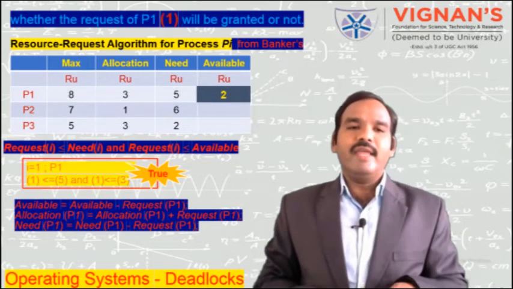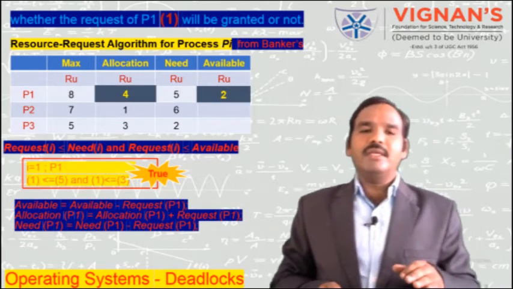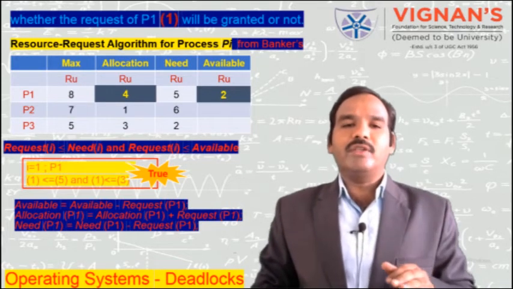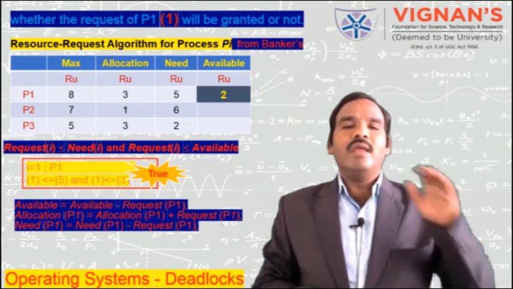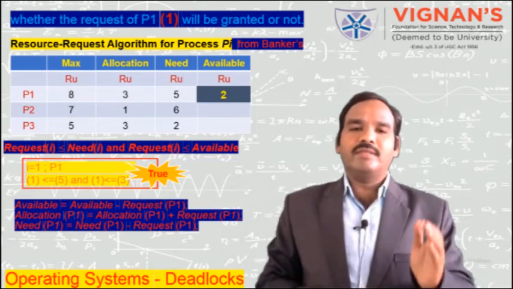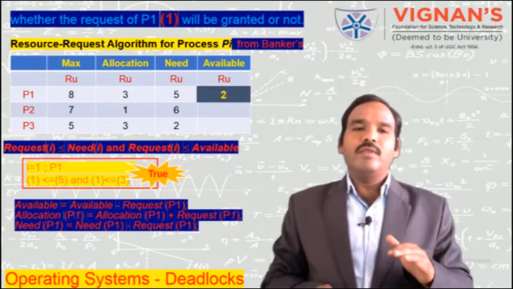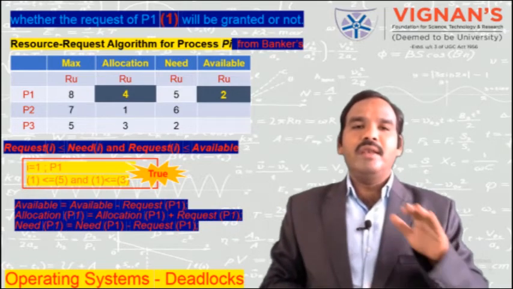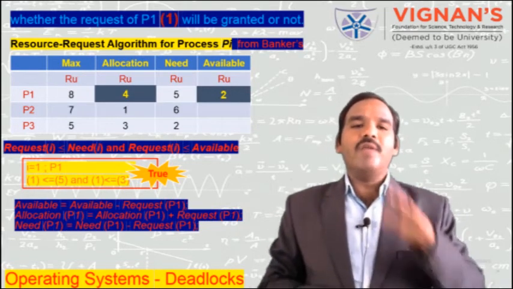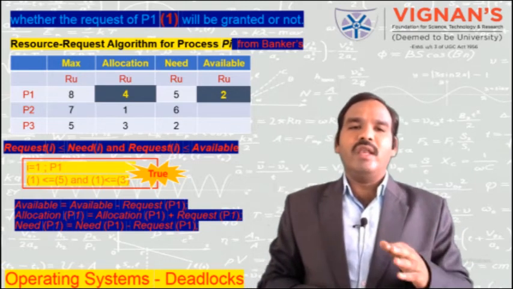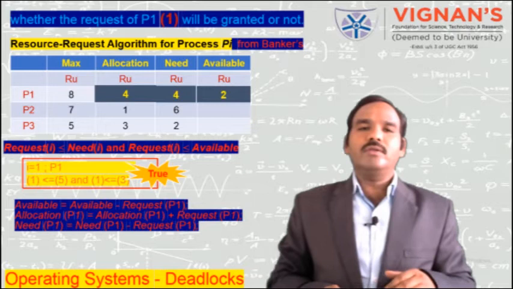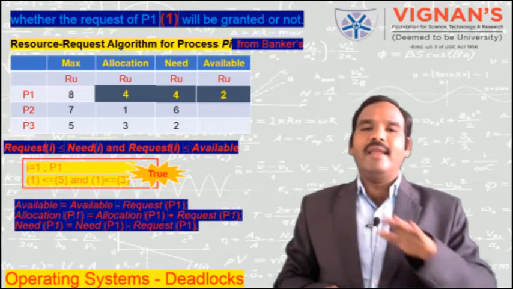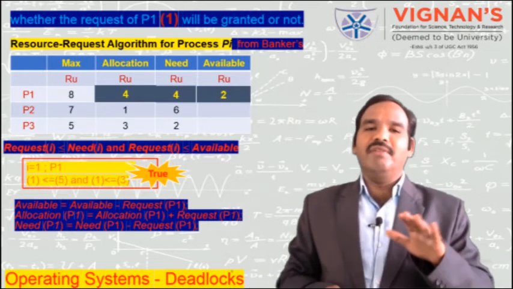So we have updated. Then what is the allocation? Allocation is allocation of P1 plus request of P1. Allocation of P1 is 3 plus the request of P1, 1. 3 plus 1 is 4. Then need. What is the need of P1? Need of P1 is 5. 5 minus 1 is 4. So we have updated all the data structures, allocation, need and available, according to the given request.